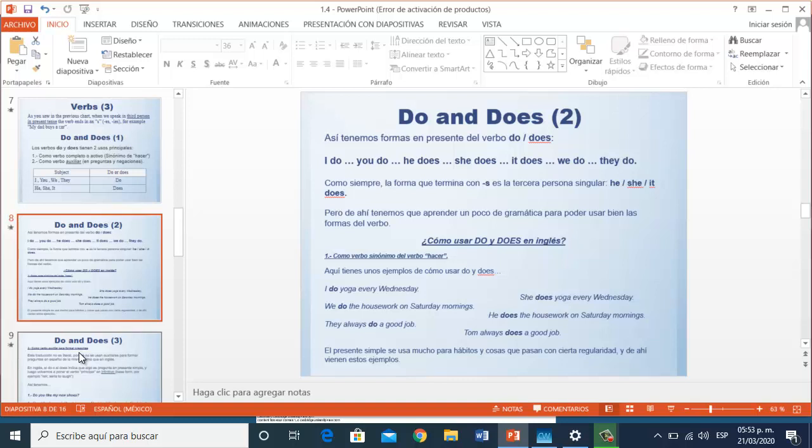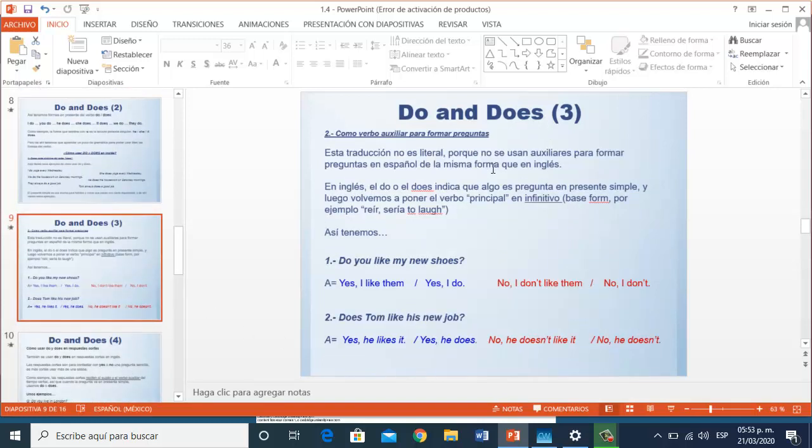Here we have the first of them. We have it as a verb, synonym of the verb make. For example, I do yoga every Wednesday. We do the housework on Saturday mornings. I, we, they are gonna use do. Remember? He, she, it is gonna use does.